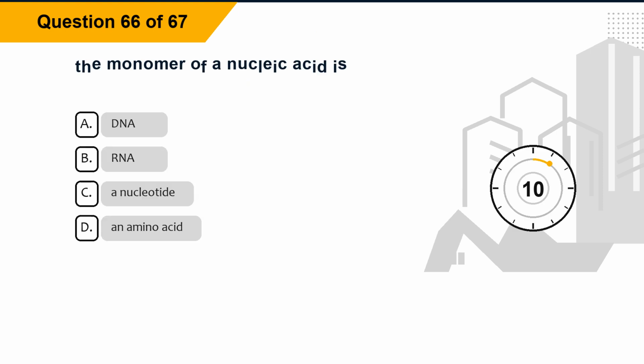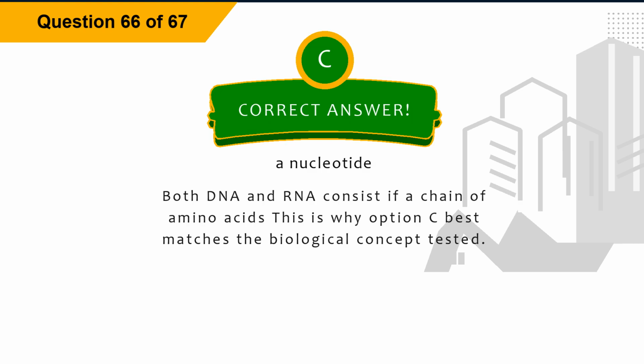Question 66. The monomer of a nucleic acid is option A, DNA, option B, RNA, option C, a nucleotide, option D, an amino acid. The correct answer is option C, a nucleotide. Explanation: both DNA and RNA consist of a chain of nucleotides. This is why option C best matches the biological concept tested.